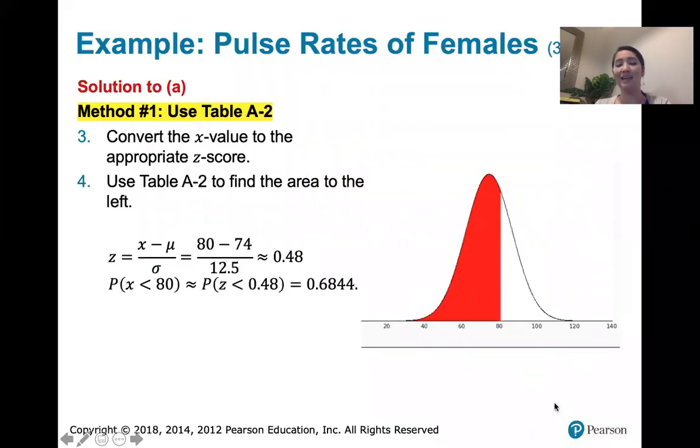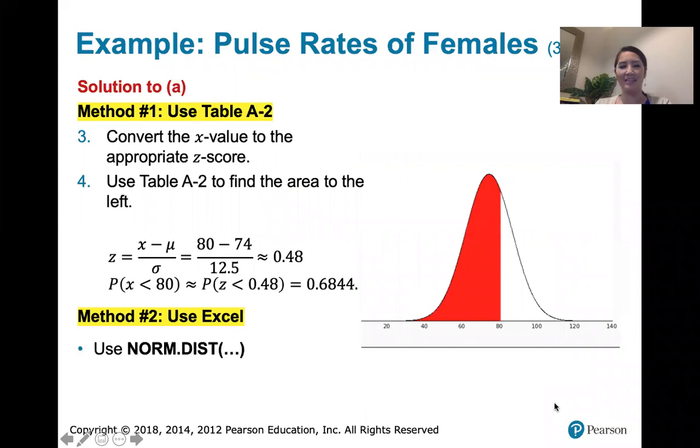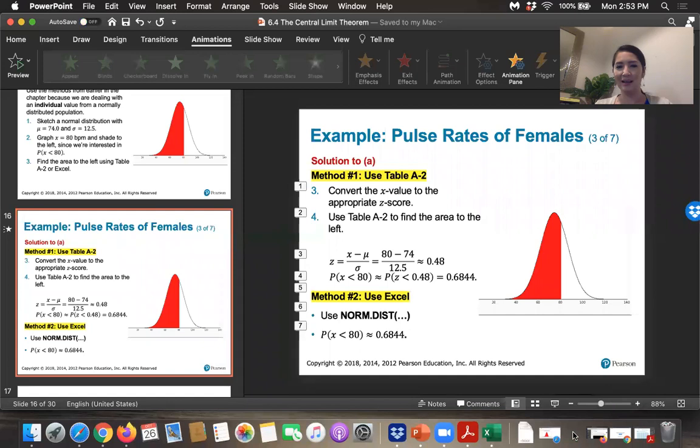Okay, so now you can do exactly the same thing in Excel. And here we want to use the normal distribution function. Now, the normal distribution function asks for inputs of the x value, the mean, the standard deviation, and whether you want the cumulative area to the left or not. And we always say true for that one. With this normal distribution, you want to make sure you enter the correct mean and standard deviation of 74 and 12.5.